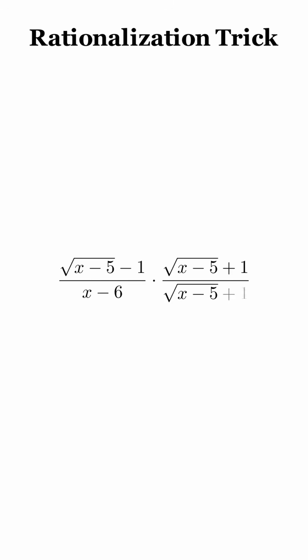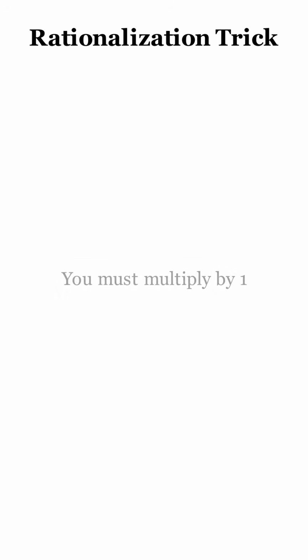6). First, you should notice that you have a radical. And when you have a radical, usually you can rationalize. So here, since you have square root of x minus 5 minus 1, you want to multiply by square root of x minus 5 plus 1. But you can't just multiply by that. You gotta multiply by that over itself. So square root of x minus 5 plus 1 over square root of x minus 5 plus 1.